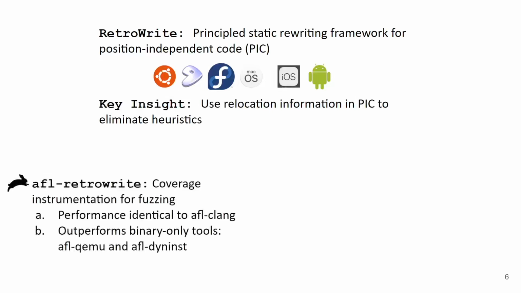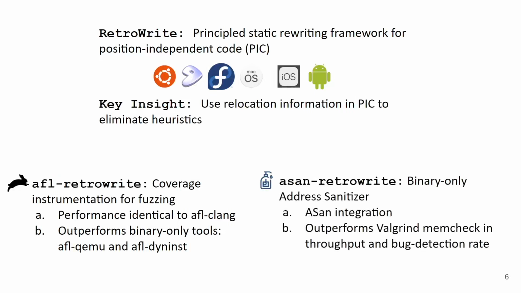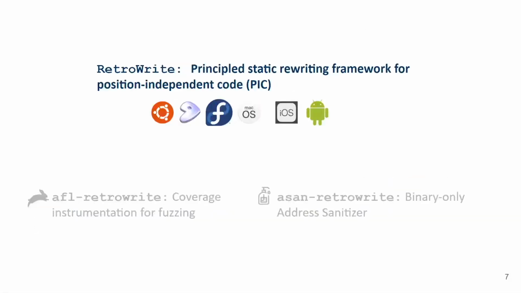Next, to aid in fuzzing, we developed AFL RetroWrite as a more performant alternative to AFL QEMU for fuzzing binary-only applications. Lastly, to detect more bugs, we developed a binary-only address sanitizer, ASAN RetroWrite, which outperforms other binary-only alternatives, such as Valgrind Memcheck, in terms of both performance and bug detection rate. Next, we will dive into each of these three components individually and in more detail, starting with RetroWrite.